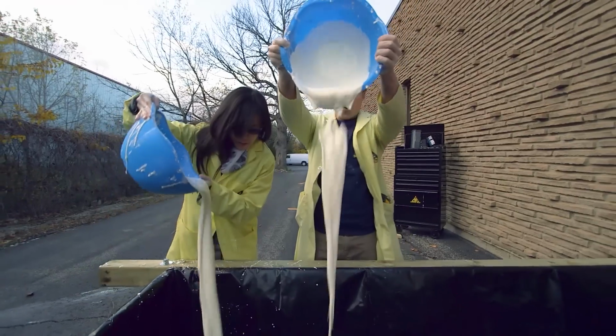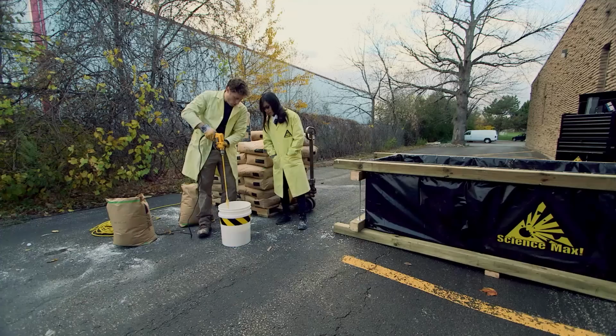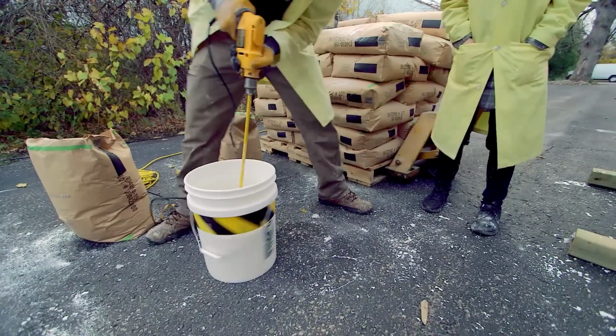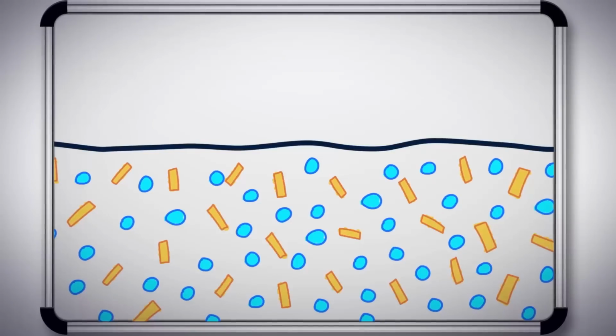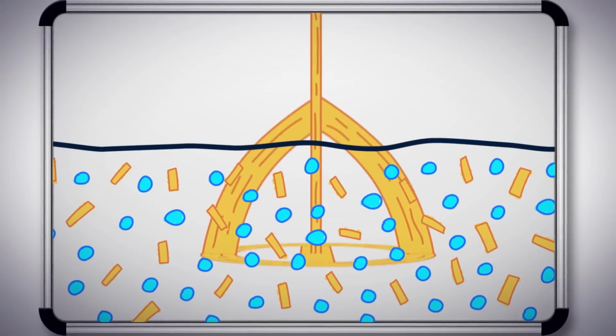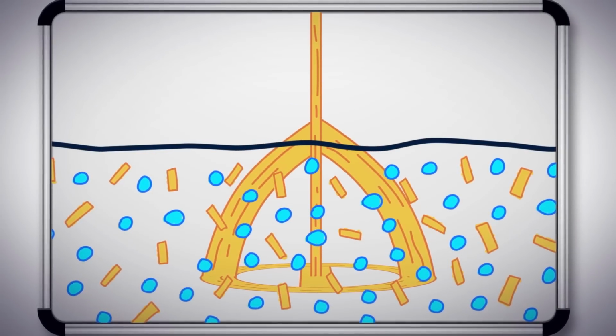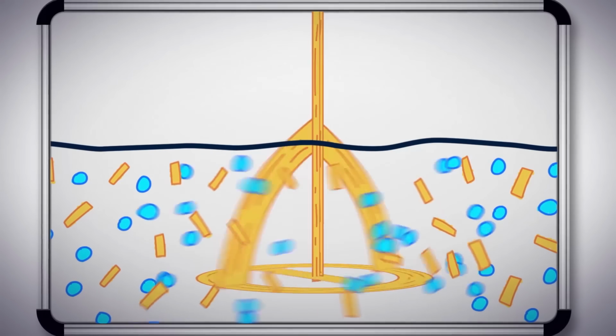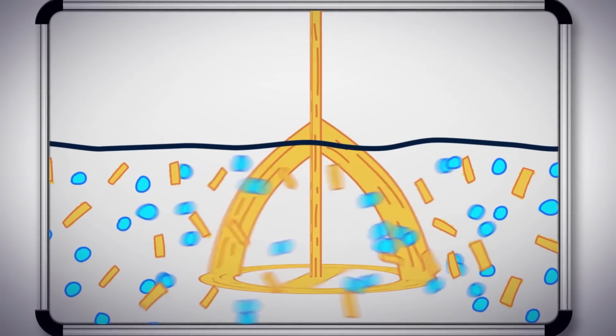Judy and I tried mixing the cornstarch mud using a drill with a mixer attachment, but it didn't work. We should have known better. Here's the mixer in our cornstarch mud. Usually, a mixer works by going really fast and mixing everything together.